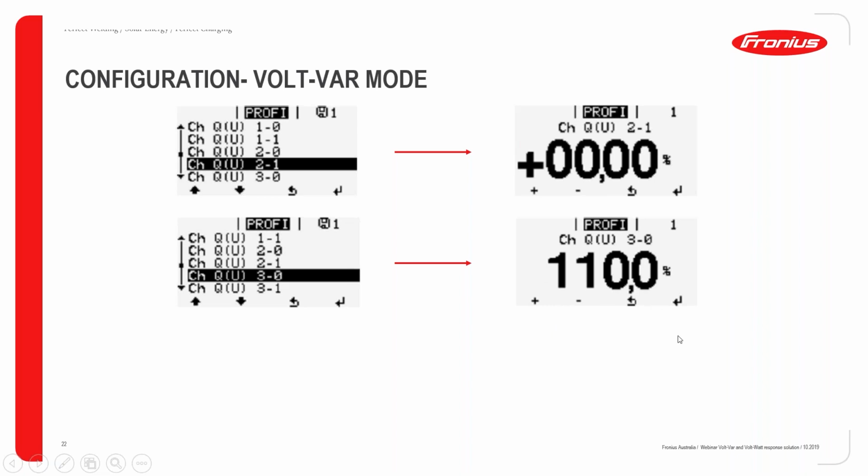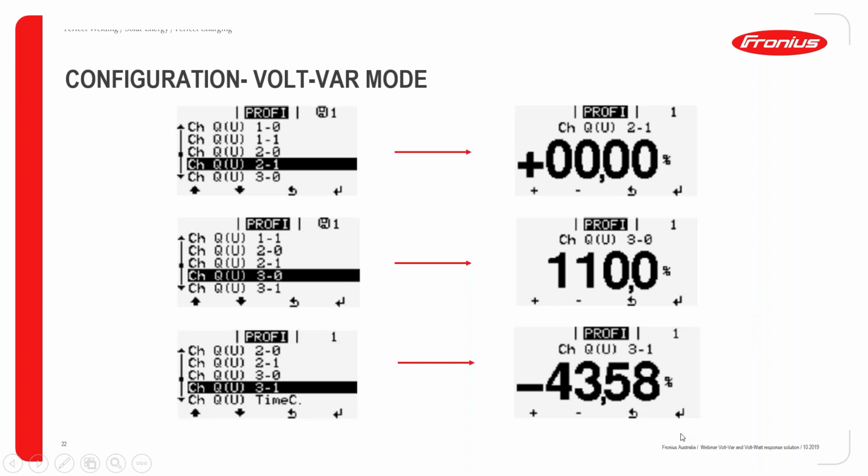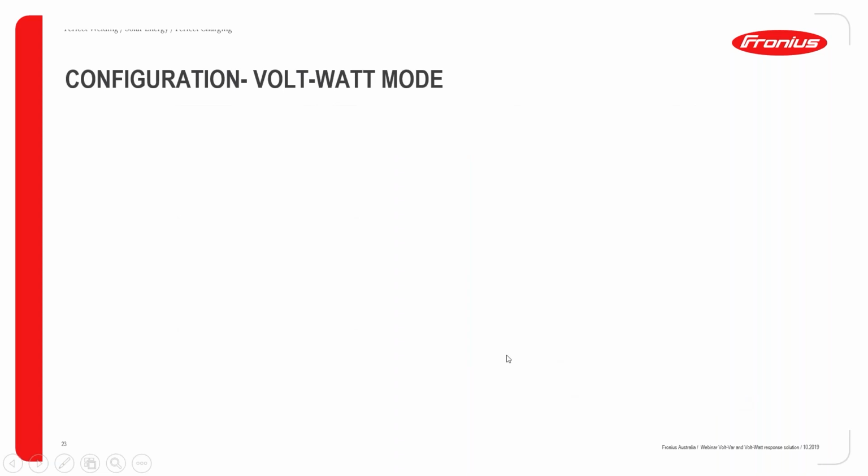So when the voltage is 110% of the nominal grid voltage, when that happens, the power factor will be lagging 43.58%, which is a lagging Volt-VAR value. And once you've done that, press enter. That's it. So that's all 8 set points put into the inverter.